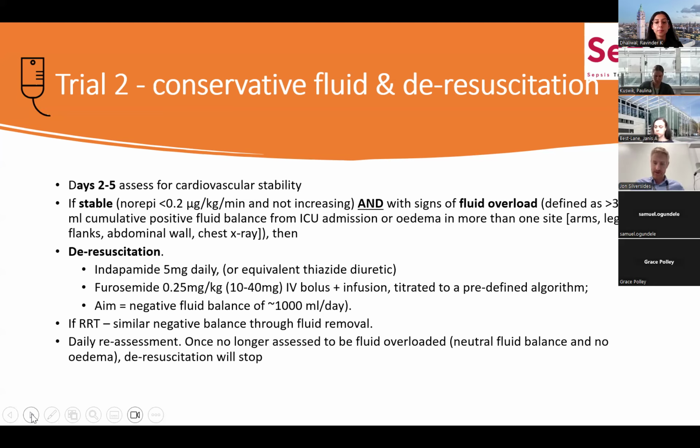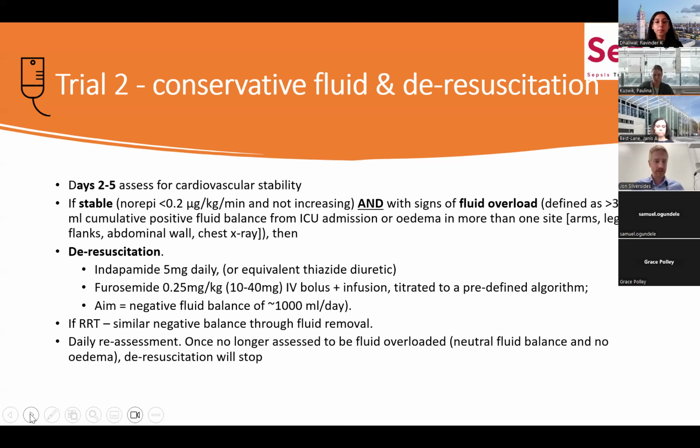So each day, the questions are: is the patient stable? If they're stable, do they have signs of fluid overload? And if they have both of those criteria, then that's when you give deresuscitation to remove the accumulated fluid. And once they've reached their target, they're no longer fluid overloaded, then you stop.